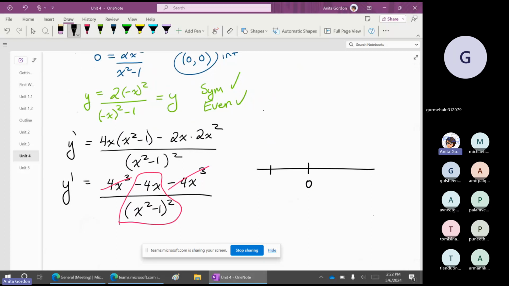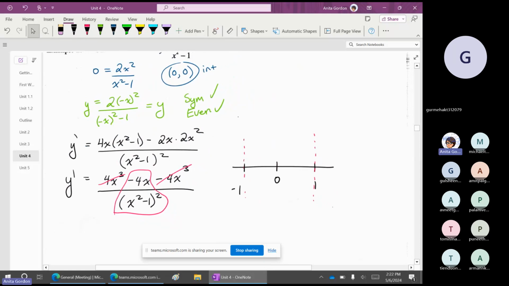I'm also going to check before and after positive and negative 1 because I know that I have asymptotes here, right? So I know that something is happening on the other side of them as well. So what you want is to test y prime of -2, y prime of -0.5, y prime of 0.5, and then y prime of +2. And you're looking for, is it positive or is it negative?